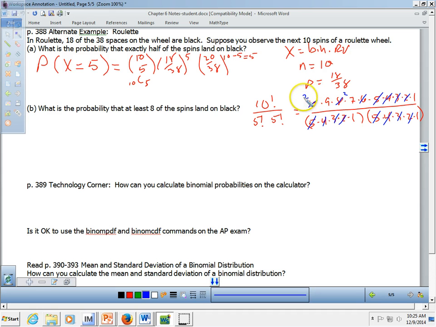But in the numerator, I'm left with 2 times 9 is 18, times 2 is 36, 36 times 7. Let's do that quick math. It's 252. So there's 252 different ways that we can get 5 blacks. So 252 times 18 over 38 to the 5th power times 20 over 38 to the 5th power.